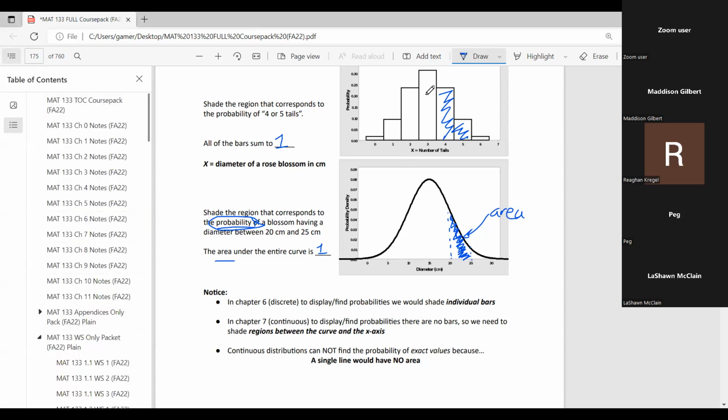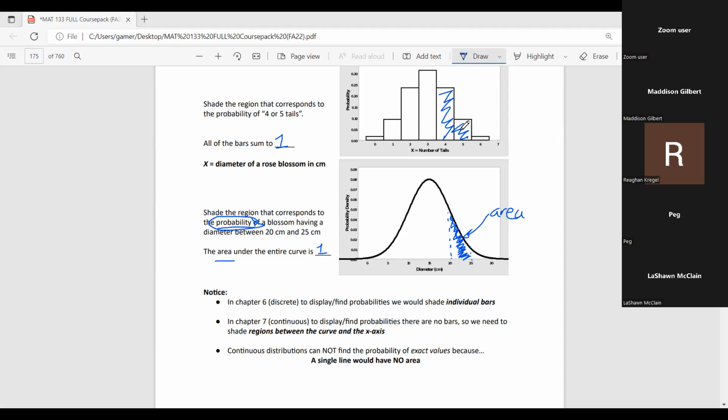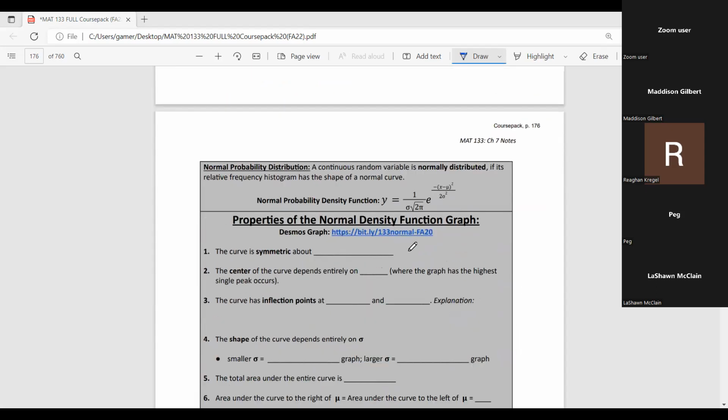Love it. The area of a rectangle is length times width. How about the area under the curve? Does anyone remember the formula for the area under the curve? Yeah, there it is, Sean. That's it. That's what I'm looking for.